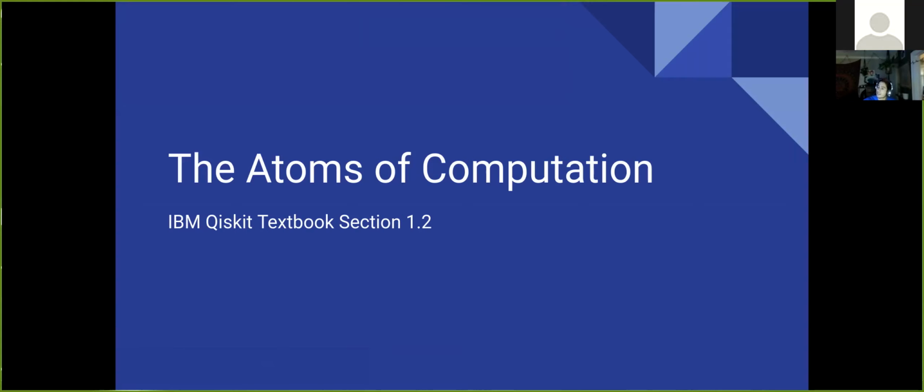So I'm going to give a brief summary of the most important points in section 1.2 of the IBM Qiskit textbook. The past lectures were an introduction to quantum and setting up a quantum computing development environment. But going forward, we're going to go quite parallel to the Qiskit textbook, because it's an absolutely incredible resource that IBM provided the community with. This will cover the atoms of computation, but also, towards the end, how to build your first quantum computing circuit.